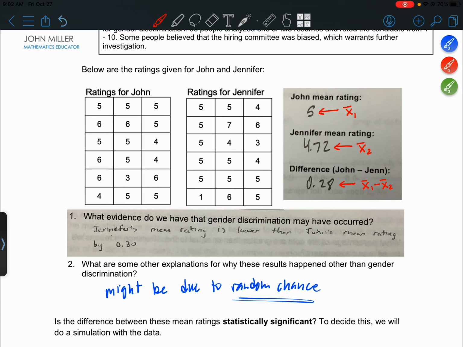So what evidence do we have that gender discrimination may have occurred? Well, we have the means there, and we can clearly see that Jennifer's mean is lower than John's mean. Okay? And so we have some evidence of gender discrimination. Now, some evidence isn't the same as convincing evidence. And I want to remind you of the activity we did in the first week of school about Joy, right?